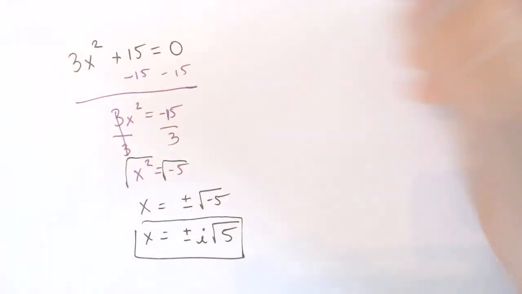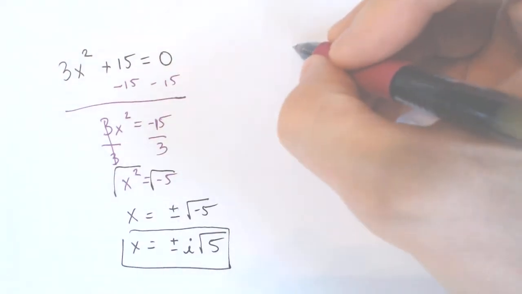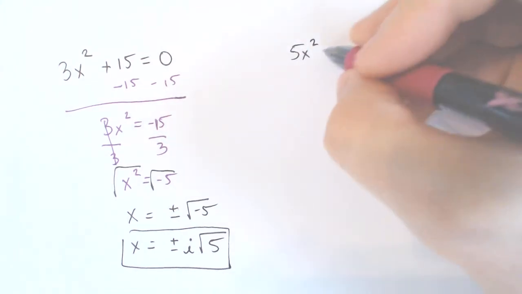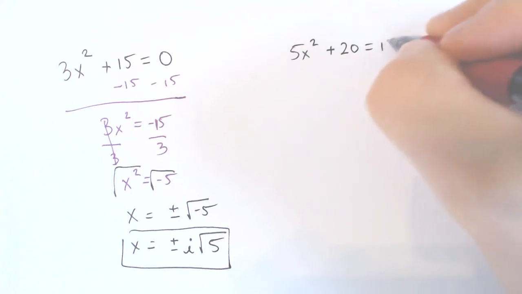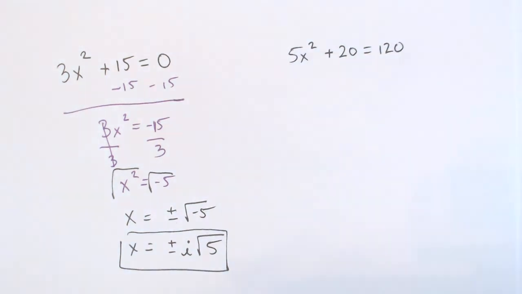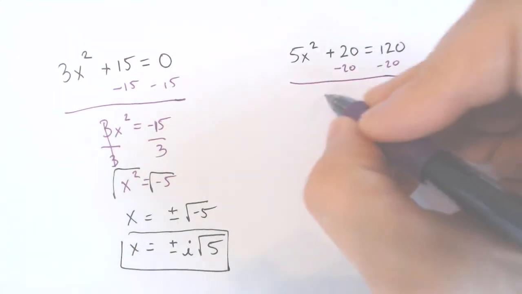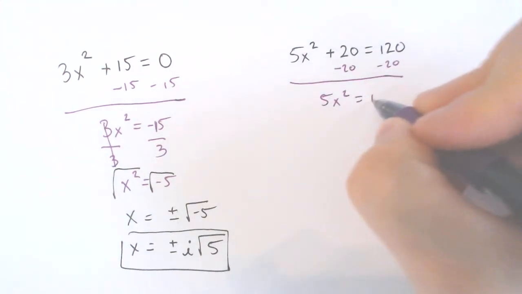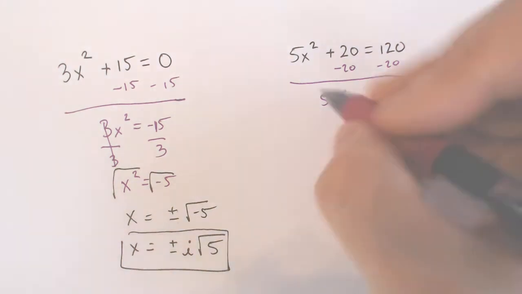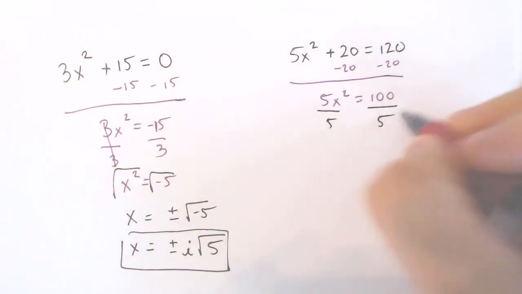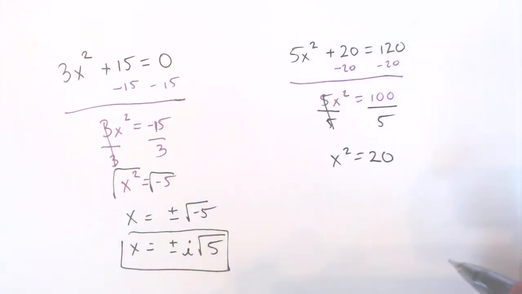All right, so we're going to do a few others, but they're going to go quick. So let's say we have something like 5x squared plus 20 equals 120. So a bigger number. Subtract 20. This is going to involve a lot of 20s. I think I had 20 on my mind. Because when we subtract 20, we end up with 100. But then I immediately have to divide by 5. And I end up with x squared is equal to 20.